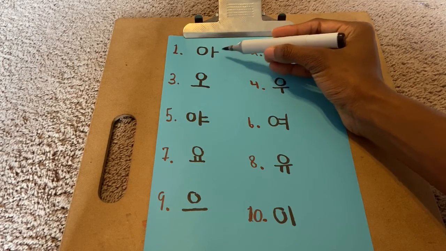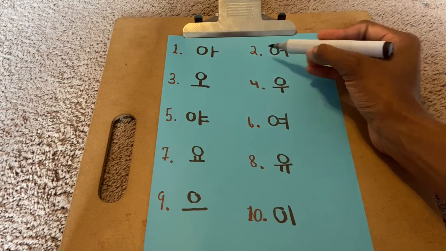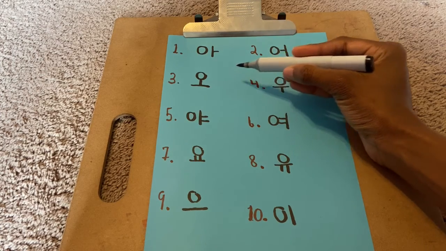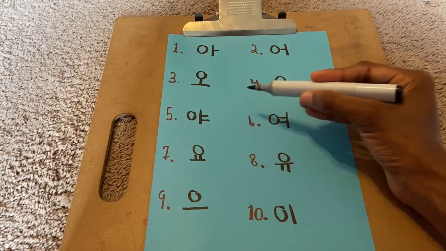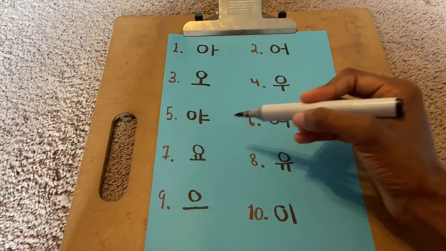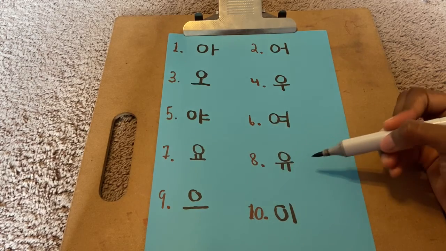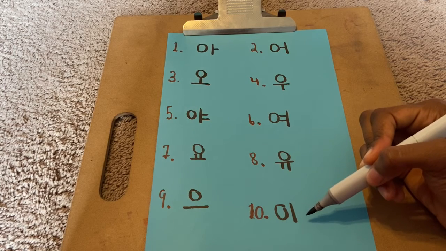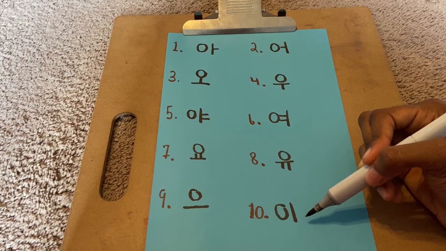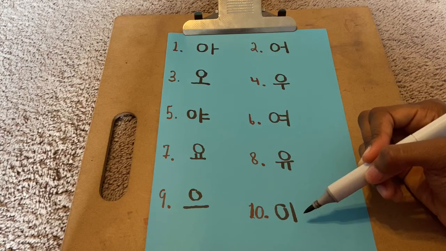A, o, u, ya, yo, you, and e. Since these are all written with ieung, they still make the same sound as they did before. I suggest that you pause the video and write all the vowels down with ieung. Then check your work with the video.